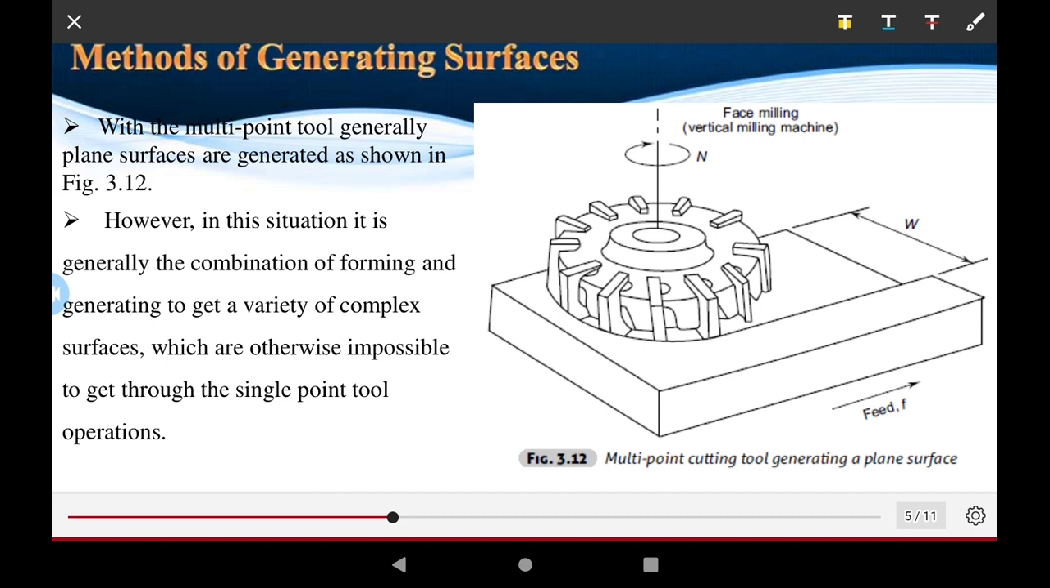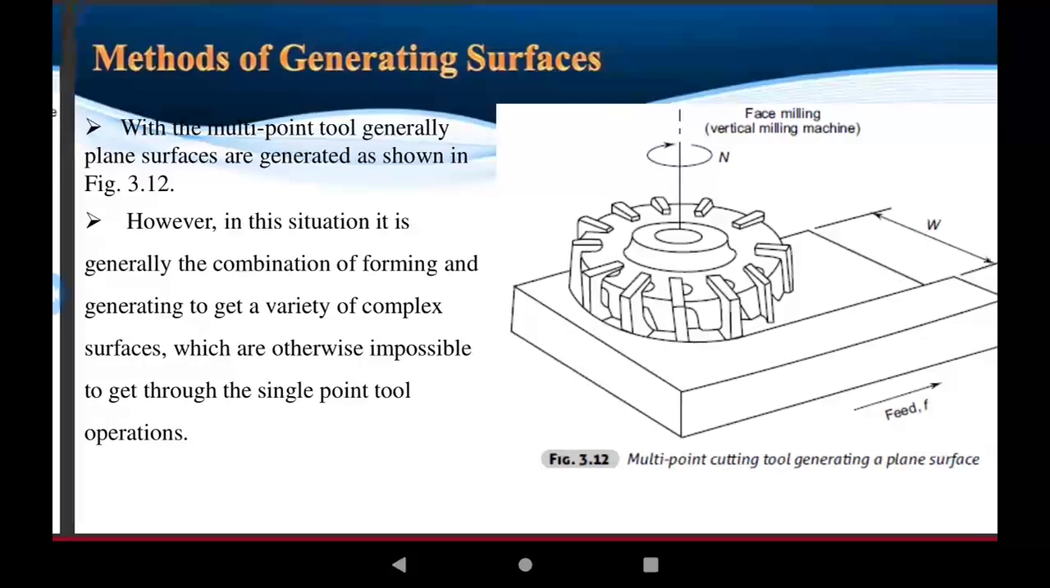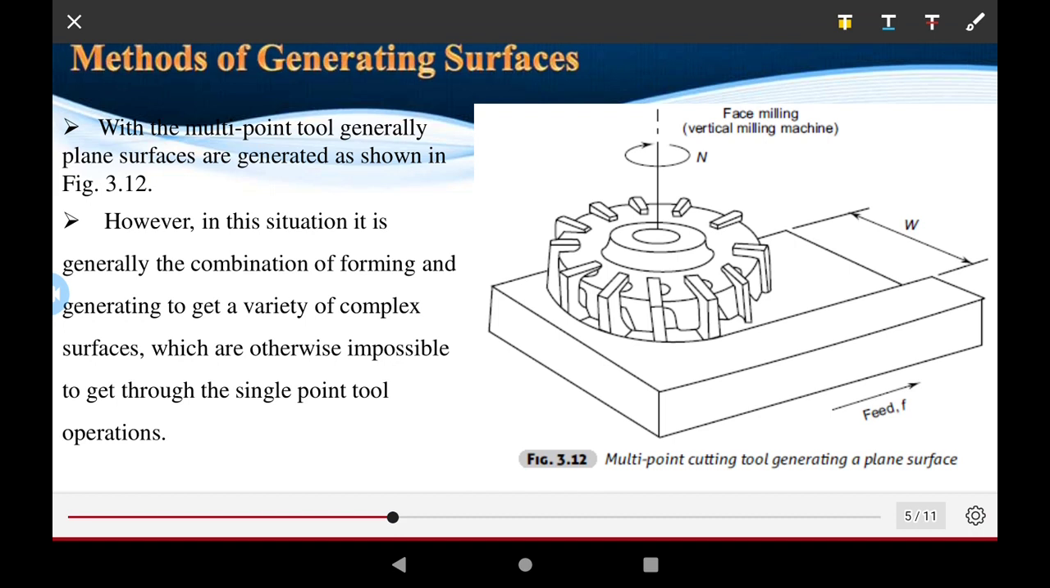However, in the general situation it is a combination of forming and generating to get a variety of complex surfaces. The milling machine is also used to perform work on the high surface of the workpiece, and on very large workpieces. These are the tools that perform the work, generating a variety of complex surfaces which are otherwise impossible to get through the single point cutting operation.